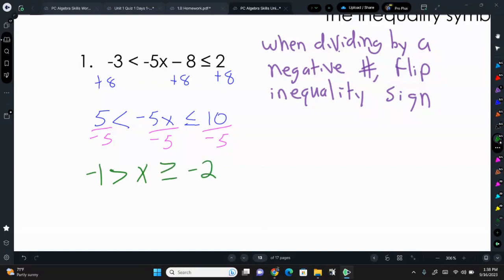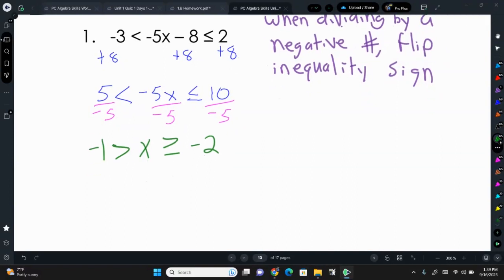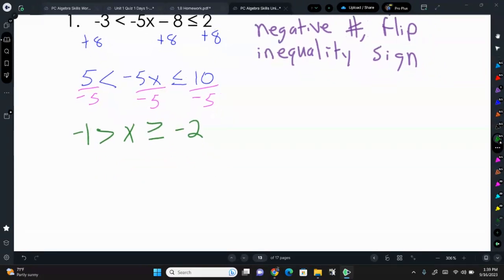Now, we usually, when we're doing domain and range or writing interval notation or graphing inequalities, we want the smallest number on the left and the biggest number on the right. But right now, that's reversed because negative 1 is bigger than negative 2. So watch what I'm going to do. I'm going to flip them. So I'm going to put negative 2 first because it's smaller. But my inequality sign is x is greater than or equal to negative 2.